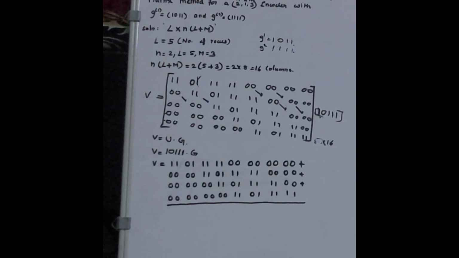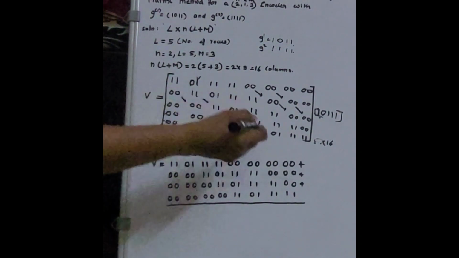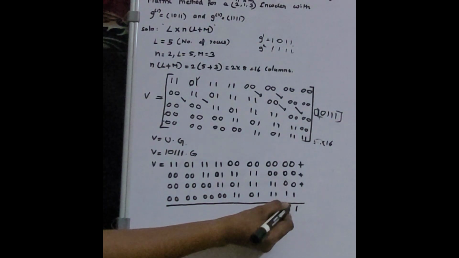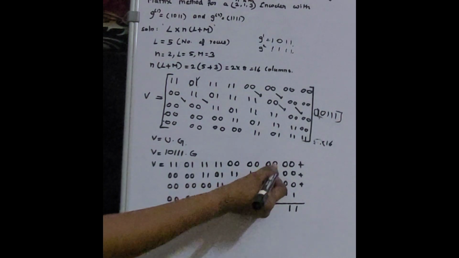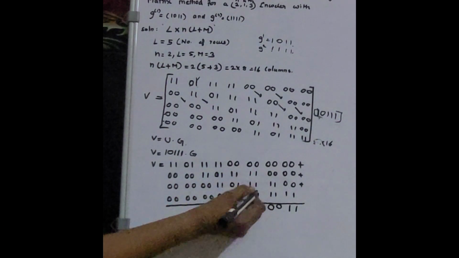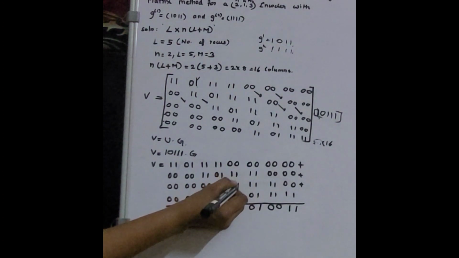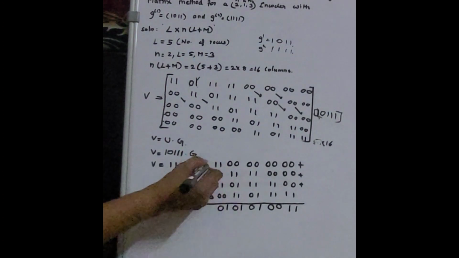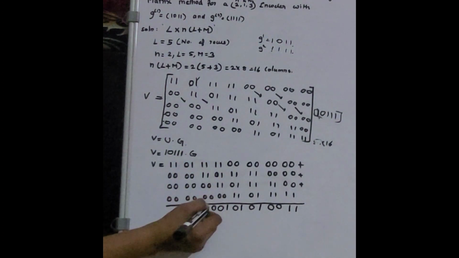By adding all these, we will get the final code word. We can add from here. Here we are doing modulo 2 addition. 0 plus 0 plus 0 plus 1, we get 1. 0 plus 0 plus 1, we get 1. 0 plus 0 plus 1 plus 1 will be 0. 1 plus 1 will be 0. 1 plus 1 is 0, 0 plus 1 will be 1. 1 plus 1 will be 0. 0 plus 1 plus 1 is 0. 0 plus 1 will be 1. 1 plus 1 will be 0, and so on for the remaining positions.